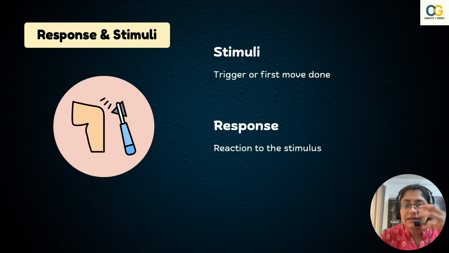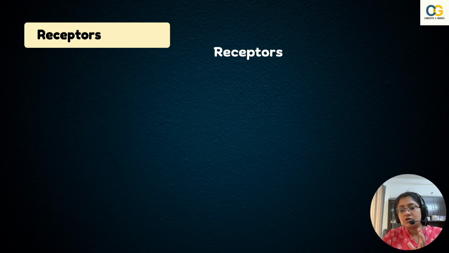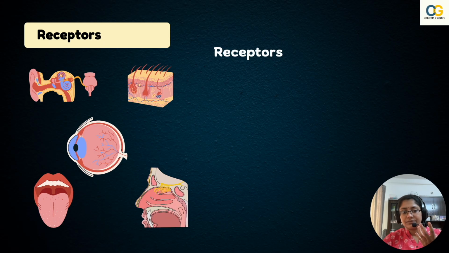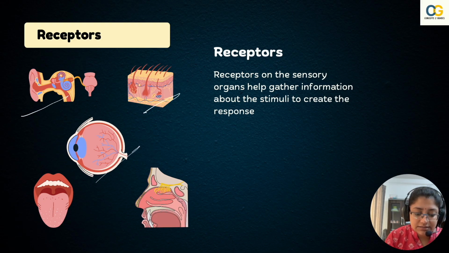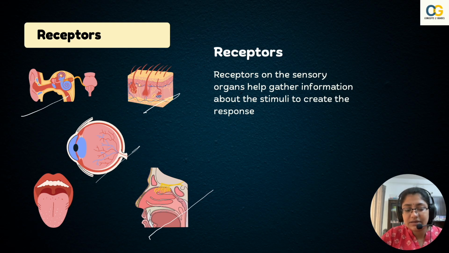Now, how do you carry that? How do you know that there is someone pinching your hand? How is that stimulus going? That happens because of some receptors that are present in our sensory organs. All our sensory organs have these receptors, which take these stimuli and help us cause the reaction. Receptors help gather information about the stimulus to create the response. They are present in our ears, skin, eyes, tongue, and nose. All the five senses have these respective sense organs.